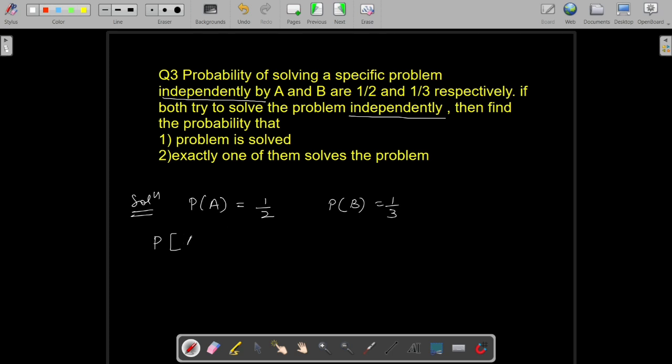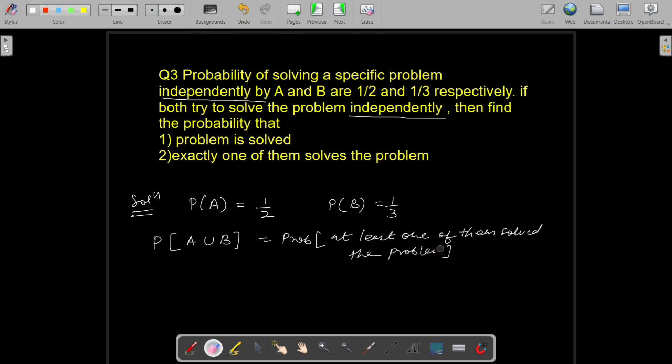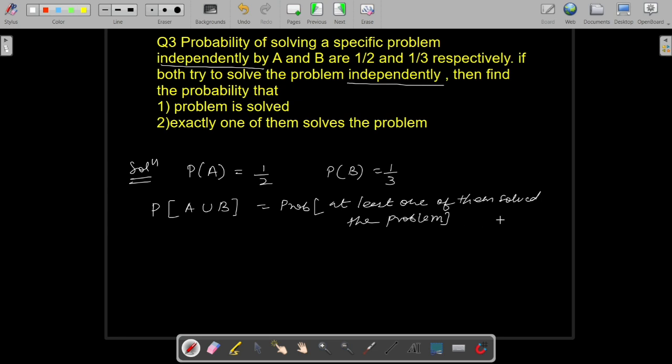So what you need to find? Probability A union B, or you can write probability at least one of them solve the problem. You can say it this way too. So probability at least one is equal to 1 minus probability none of them, and 1 minus probability A complement intersection B complement. Since it is given they are independent, if A and B are independent, then A complement and B complement are also independent.